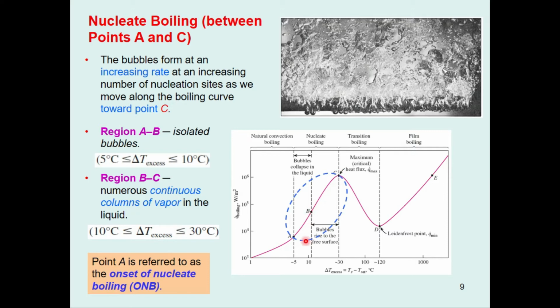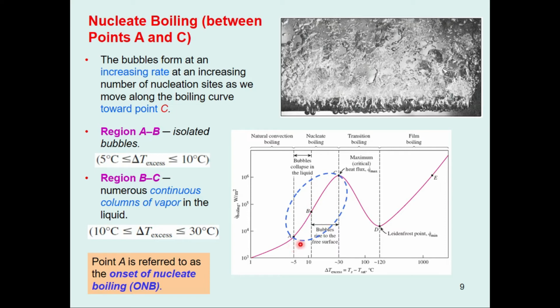So in the nucleate boiling there is another region, which is from B to C. This region is between 10 and 30 degrees centigrade of delta T excess. In this region we see continuous columns of vapor. During the boiling process you may have observed that the bubbles generate from the bottom and come toward the top in the form of columns. So this kind of region is known as the nucleate boiling, which lies from B to C. You can also see that the curve from A to B is steeper compared to the curve from B to C.